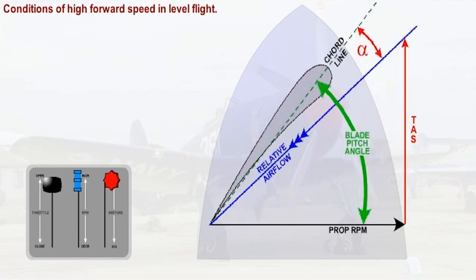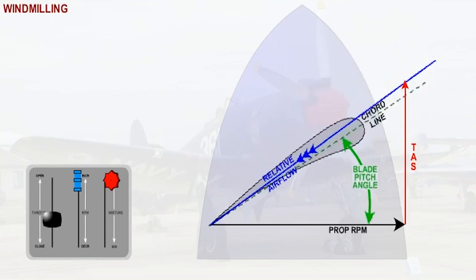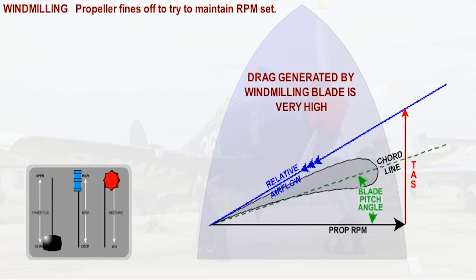This diagram shows the conditions at high forward airspeed in level flight. As the true airspeed increases, the constant speed unit continually increases the blade angle, or coarsens the pitch, to maintain a constant blade angle of attack. If a loss of engine torque occurs, the throttle is closed or the engine fails, the propeller will fine off in an attempt to maintain the set RPM. The relative airflow will impinge on the front surface of the blade and generate drag and negative propeller torque. The propeller will now drive the engine. The drag generated by a windmilling propeller is very high.